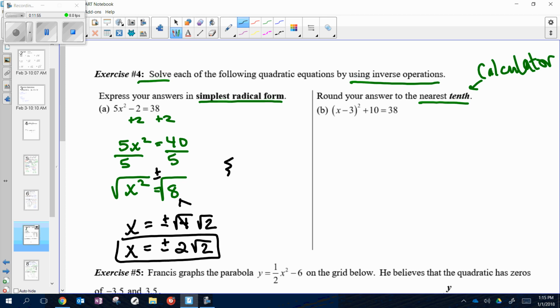Those two answers are 2 rad 2 with a negative, and 2 rad 2 with a positive.